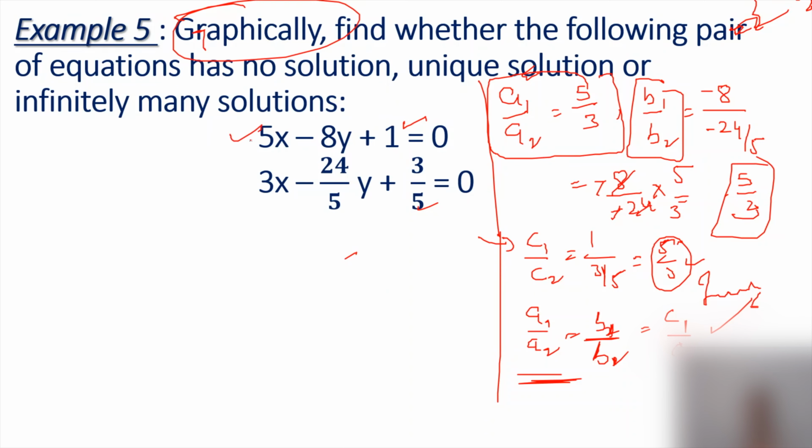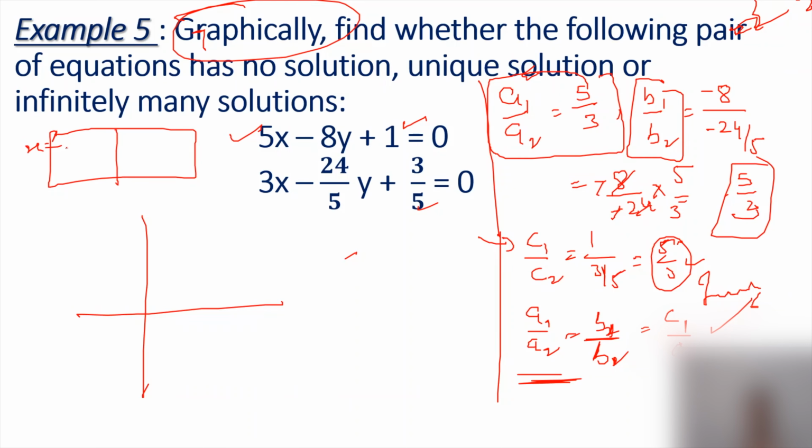So let's plot the graph for this. You can see that you will be getting the same point. So you can have this also. Let's find the point. I hope you can find it yourself now. X is equal to minus 1 plus 8y divided by 5. And you can put here the value of y.